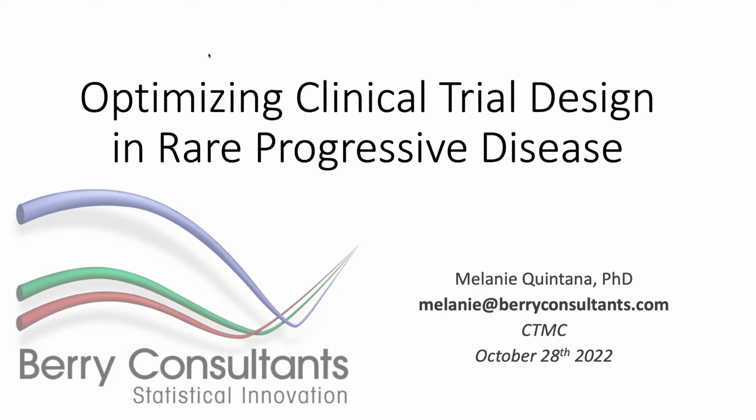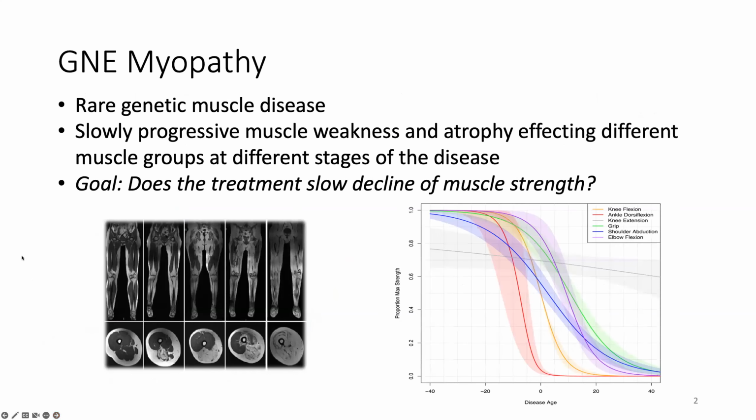Cool. Okay, good. So today I'm going to talk about optimizing clinical trial design, in particular with a focus on rare degenerative diseases. As was mentioned, I am a senior statistical scientist and director at Berry Consultants, where we design a wide range of innovative clinical trials across a wide range of therapeutic areas. I'm particularly interested in developing more innovative clinical trials in rare progressive diseases, and also in studying disease progression models for those diseases. So you'll see that today. I'm going to start this discussion by talking about three separate case studies of three separate rare degenerative diseases in which we've worked to design clinical trials.